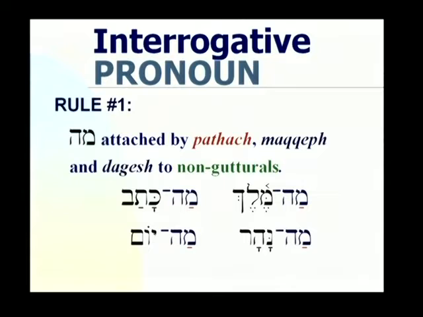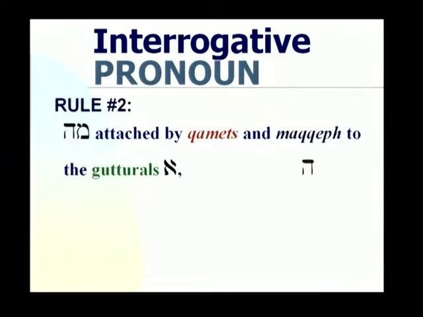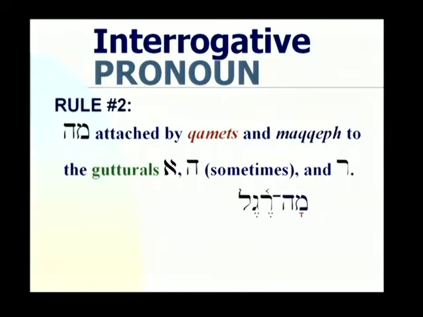Everyone? Mayom. All right. Rule number 2 is when that ma is attached to gutturals, like the aleph, the hey, sometimes the hey, and the resh. In other words, we're taking three gutturals. It's not the chet and ayin. We're taking the aleph and resh, which are weak, and the hey, which is strong. So we have mixed relationships here. Aleph, hey, and resh. It takes a qamets and a maqqef. So regel means foot. Ma regel, everyone? Ma regel means what foot?